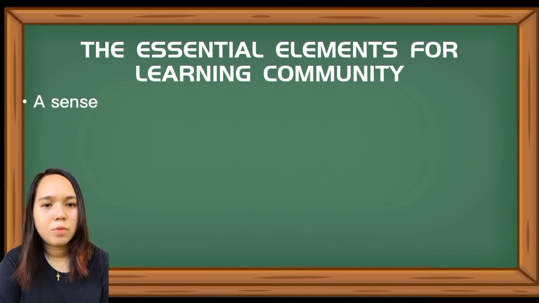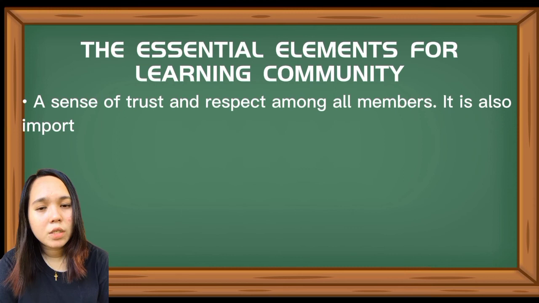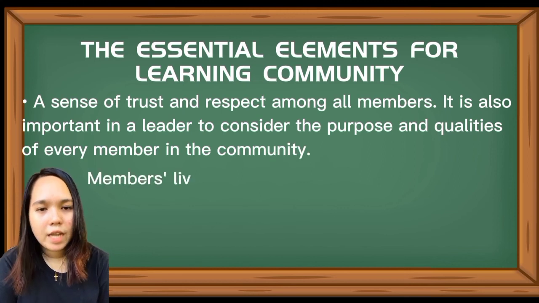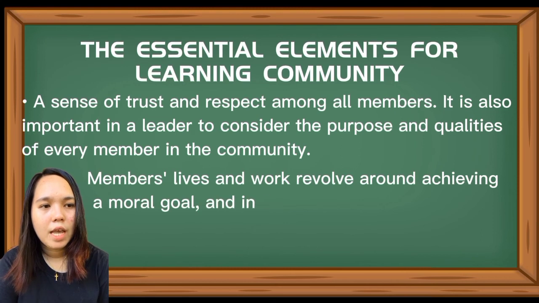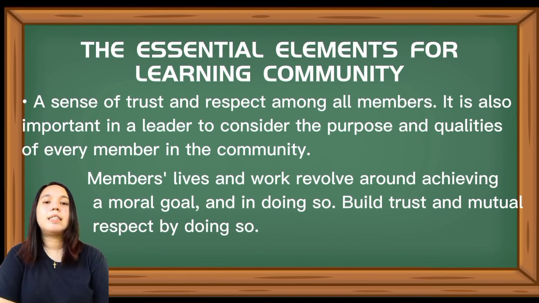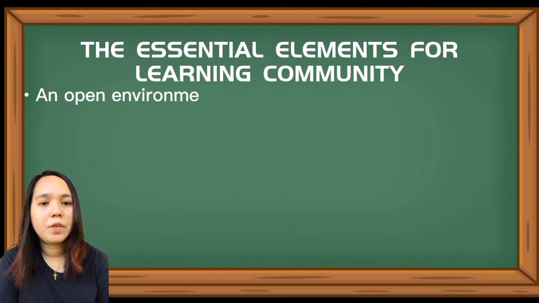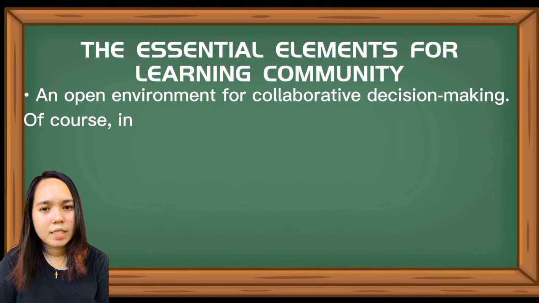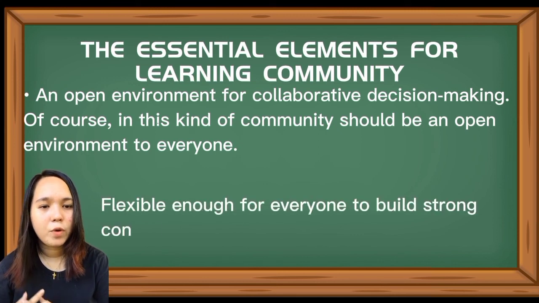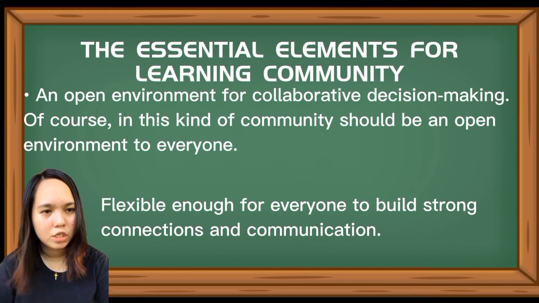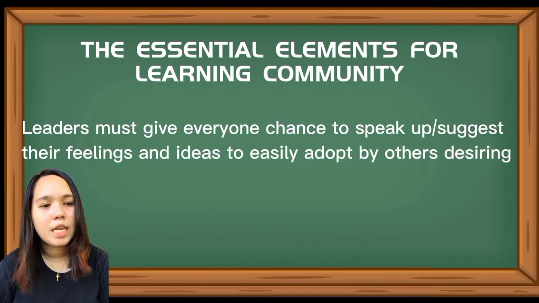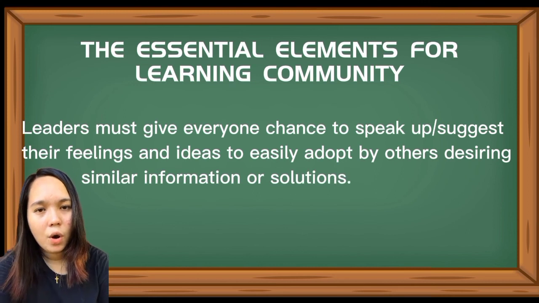Number 3, a sense of trust and respect among all members. It is also important for a leader to consider the purpose and the qualities of every member in the community. Members' lives and work revolve around achieving a moral goal and build trust and mutual respect by doing so. And lastly, number 4, an open environment for collaborative decision making. Of course, this kind of community should be open to everyone, flexible enough for everyone to build strong connections and communication. Leaders must give everyone a chance to speak up and share their feelings and ideas to be easily adopted by others desiring similar information or solutions.